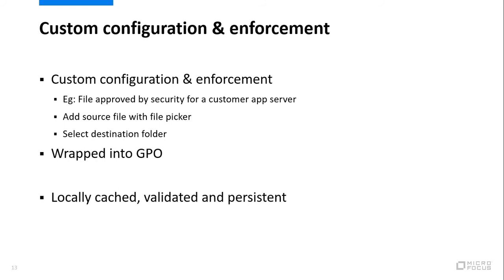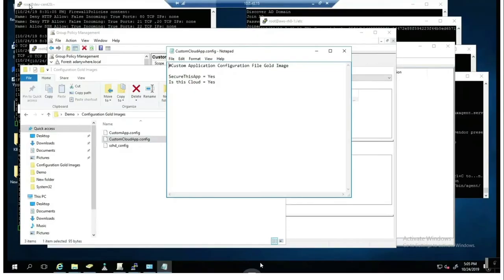So let's take a look at custom configurations and how we can enforce that. What you're going to see is a file that I was given by security for a customer app, a custom app that we have. I added the source within a file picker and selected the destination. That gets wrapped into a GPO, gets saved locally and validated and persisted. So let's take a look at what that looks like.